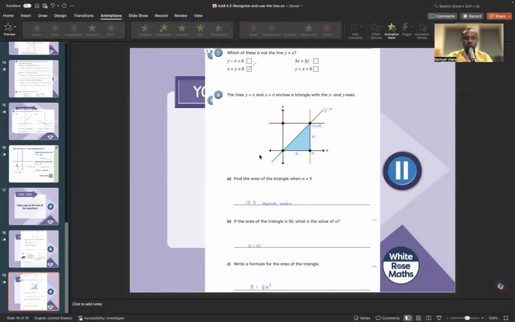And that brings us to the end of our lesson. So in this lesson, you have learned how to recognize and use the line y equals x.